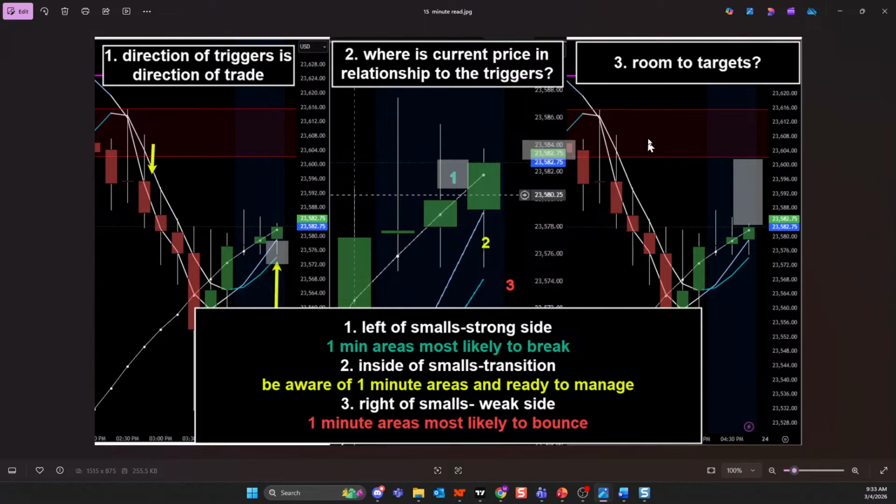But when there was room to it and you get there, you may choose to just go break even and see what happens. If you're on the right side of the triggers, that's that weak side. This is where reversals come from. I'm still looking for long trades, but I'm probably getting paid directly at the area. The first sign of trouble, I'm taking them all off and I'm just waiting for the next trade.